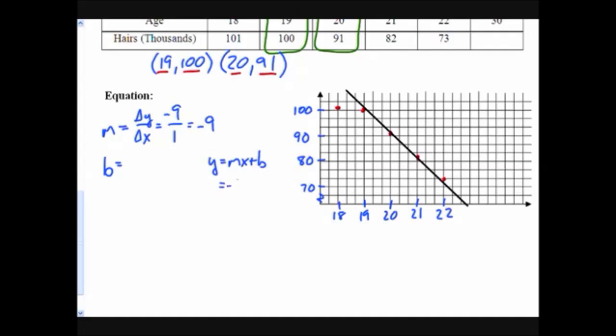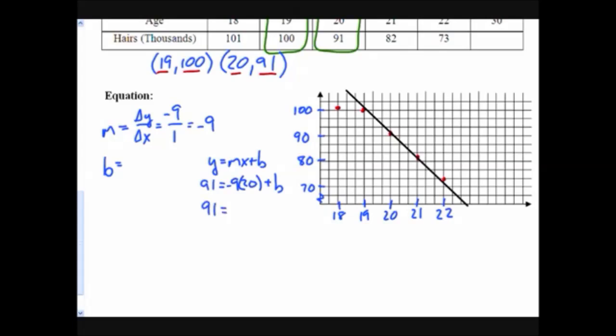And I plug in what I know. I know that the slope is negative 9. And now I just need an x and a y value to plug in. Well, I have an x and a y value. Okay, I've got two of them. I'm going to use the second one, the 20 and the 91. And now we just have to plug this in.